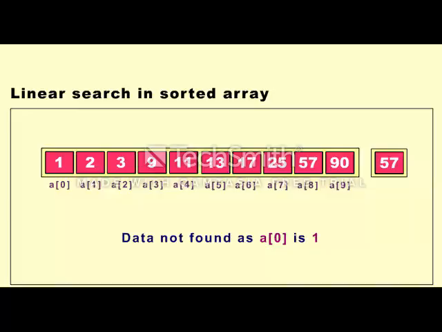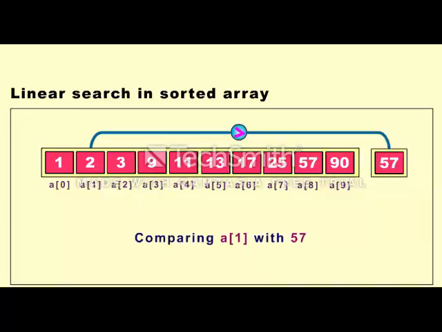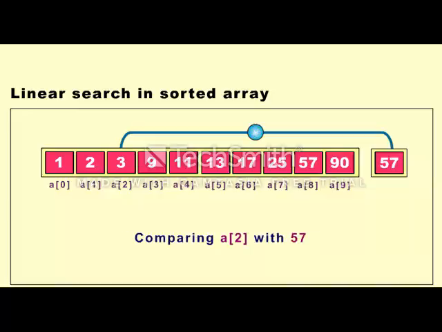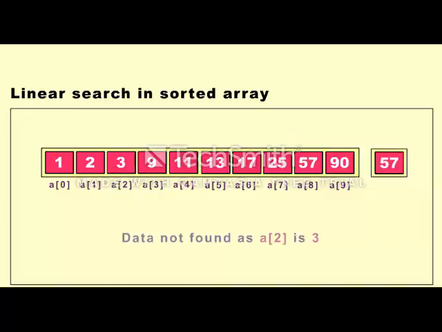Then we will move on to the next element, that is A of 1, and we will compare it with 57. Now the value of A of 1 is 2, which is not equal to 57. Hence we will move on to the next element, and compare A of 2 with 57. Now again we can see that A of 2 is 3, which is not 57, hence data not found. Again we will move on to the next element.